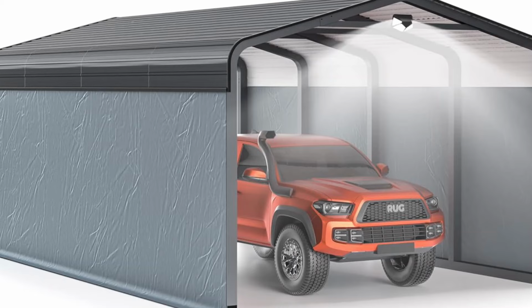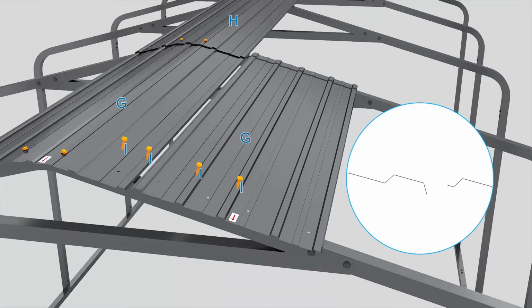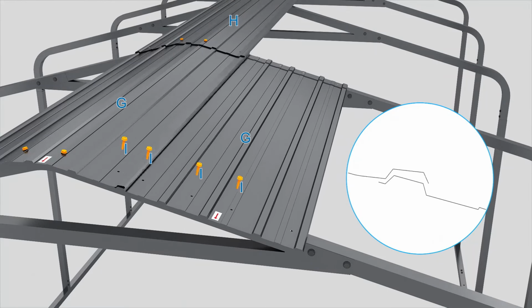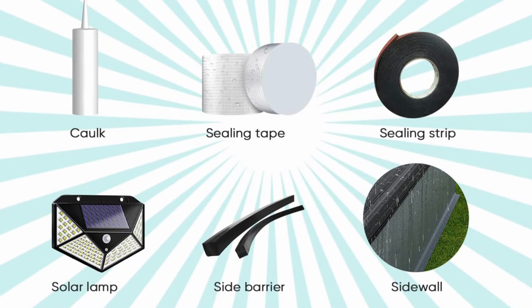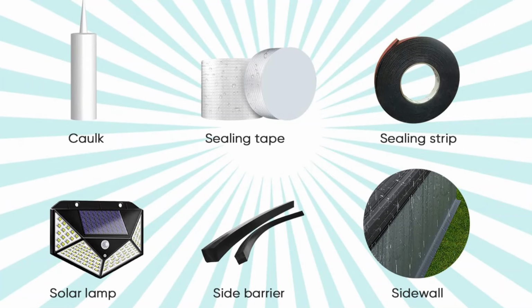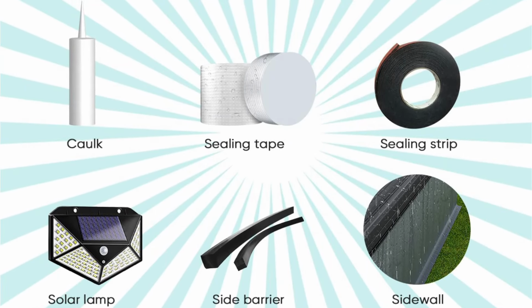Additionally, the carport comes with an attachable solar lamp that mounts anywhere on the metal frame, a handy extra that we appreciate. This solar lamp adds convenience and enhances the functionality of the carport, making it easier to access your vehicle at night or in low-light conditions.